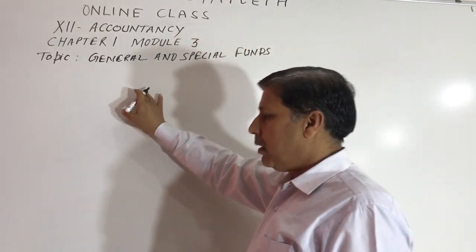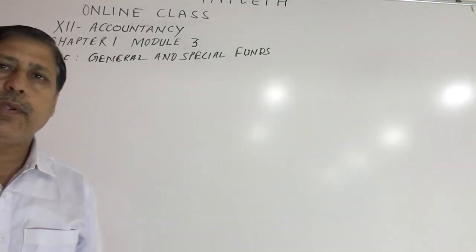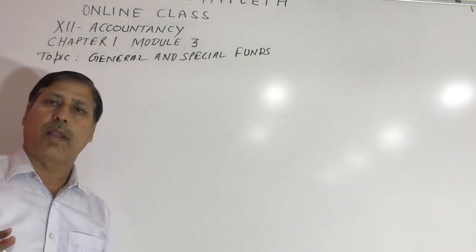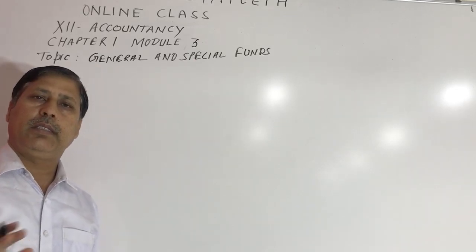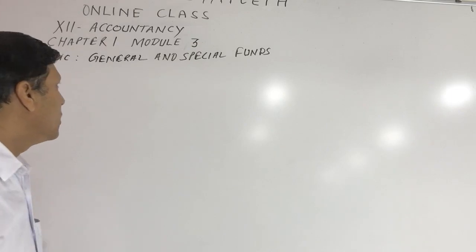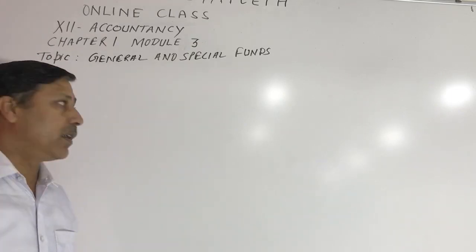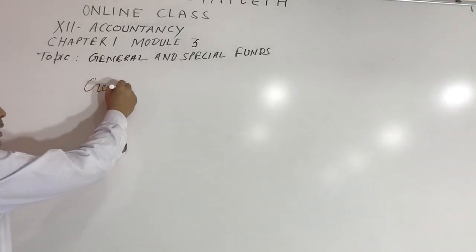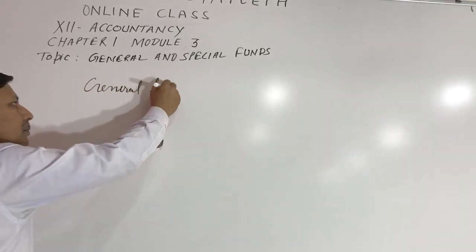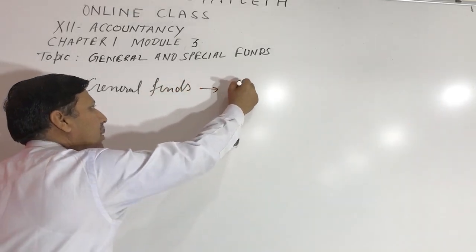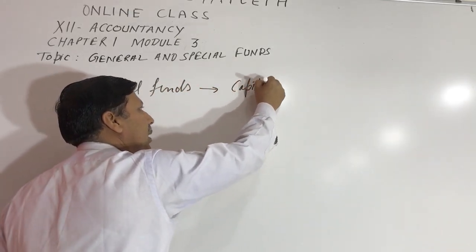The general fund: in an NPO, or not for profit organization, there is no capital account. They don't maintain a capital account, and they have the general fund, that is the capital fund. So the general fund is another name for the capital fund.